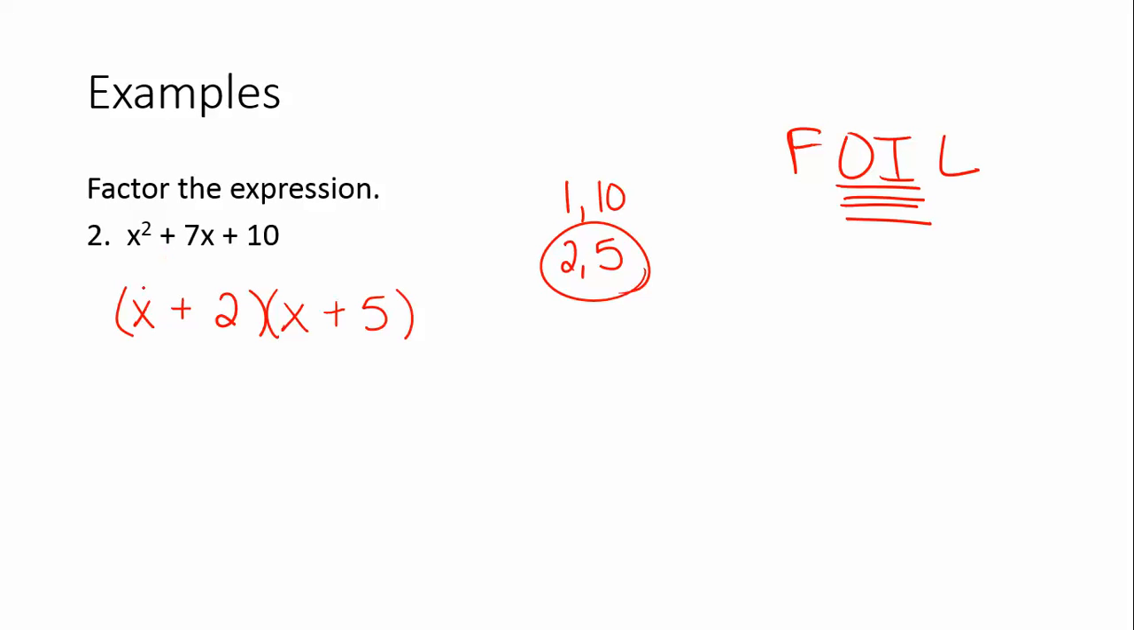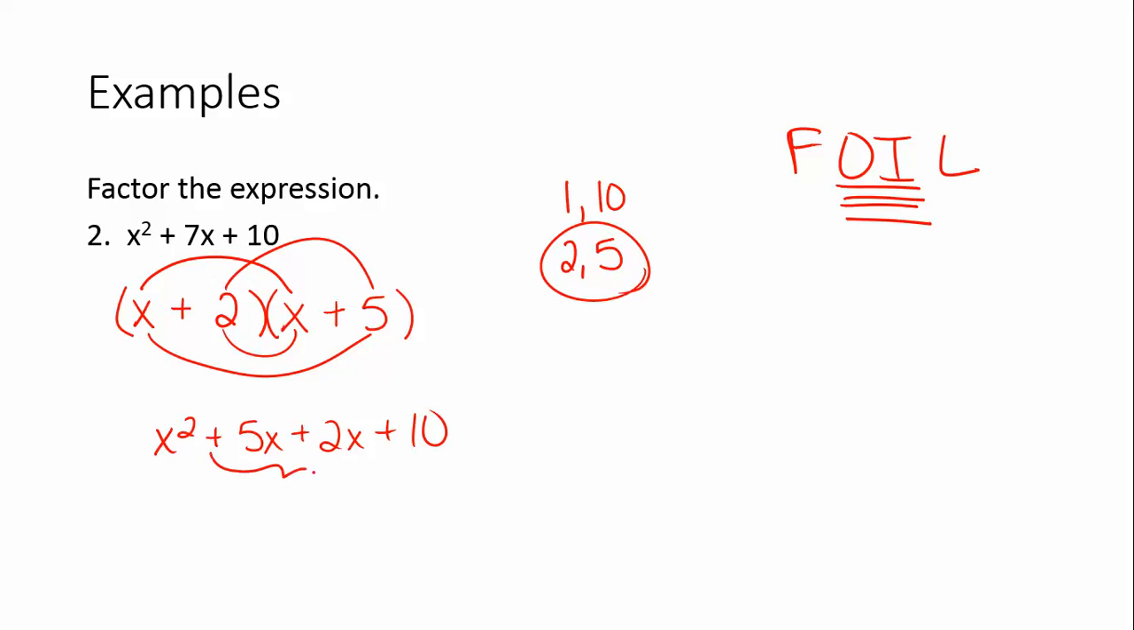X times x is x squared. My outside term is 5x. My inside term is 2x. And my last term is 10. Again, combining like terms, you get x squared plus 7x plus 10. You get exactly what you started with in your problem.